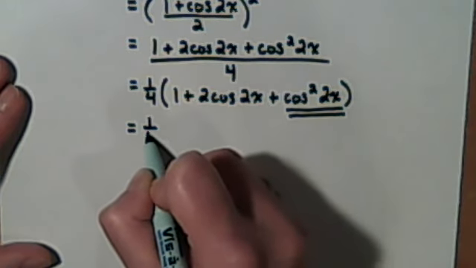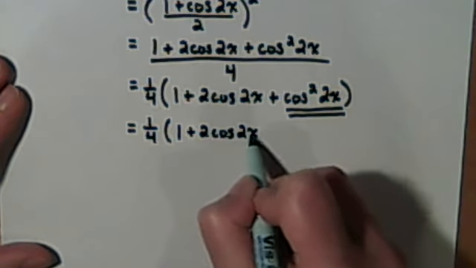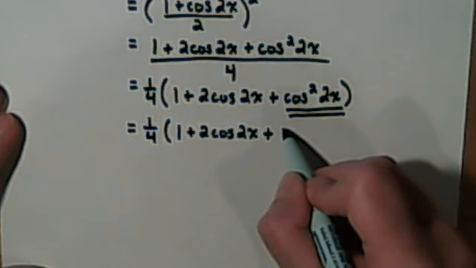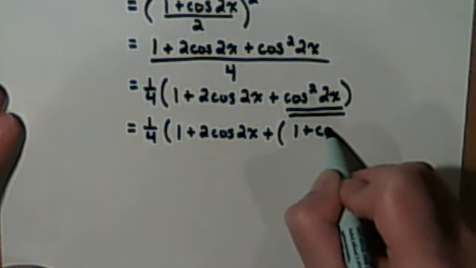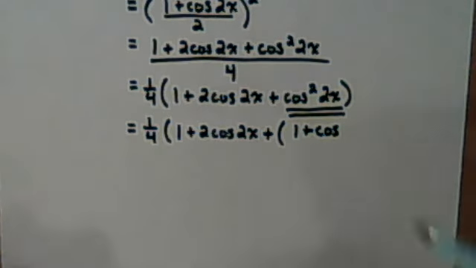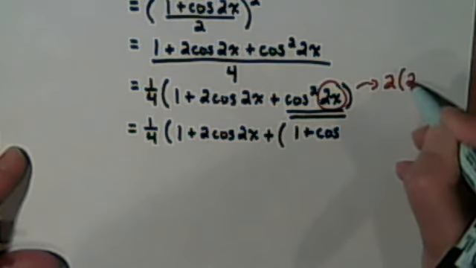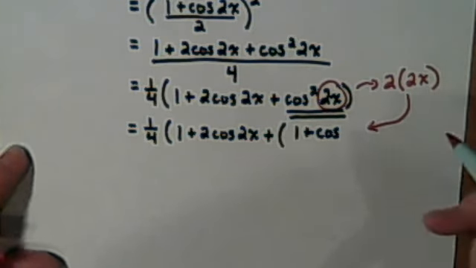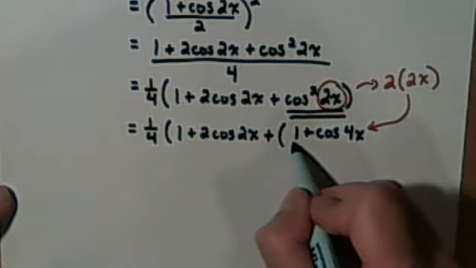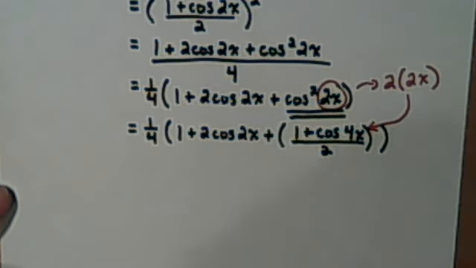So this is going to become 1/4 times 1 plus 2 cosine of 2x, that doesn't change any, plus, and now I need to rewrite that using the power reducing formula. So this is going to become 1 plus cosine. Now remember, it's 2 times whatever angle I started with. And so if you look carefully here, what I'm starting with is my 2x. So if I take 2 of those, that's what I need to put into my formula here. So I have 2 times 2x, which gives me a 4x all over 2. Okay, and remember that's still in the parentheses.